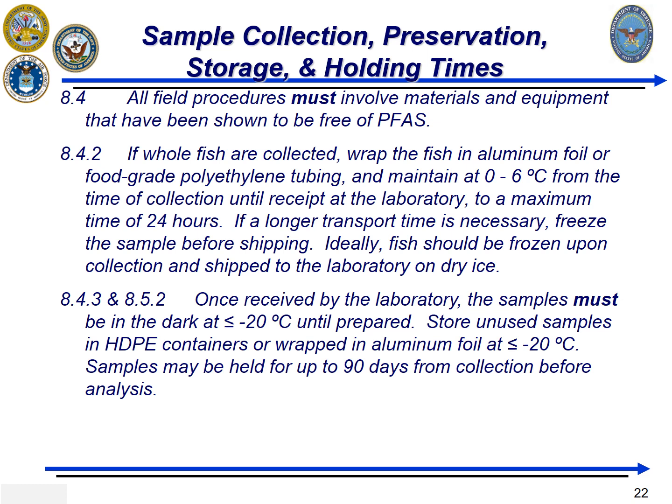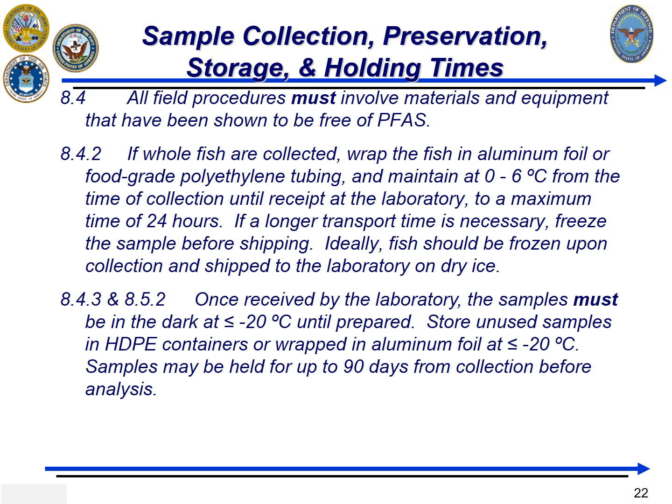Section 8.4 states that the field procedures must involve materials and equipment that have been shown to be PFAS-free. So this would mean that some pre-testing of some equipment may be necessary. It also states that if whole fish are collected, the fish should be wrapped in aluminum foil or food-grade polyethylene tubing, which actually should be polyethylene wrap, and maintained at 0 to 6 degrees C from the time of collection until sample receipt at the laboratory, to a maximum of 24 hours.